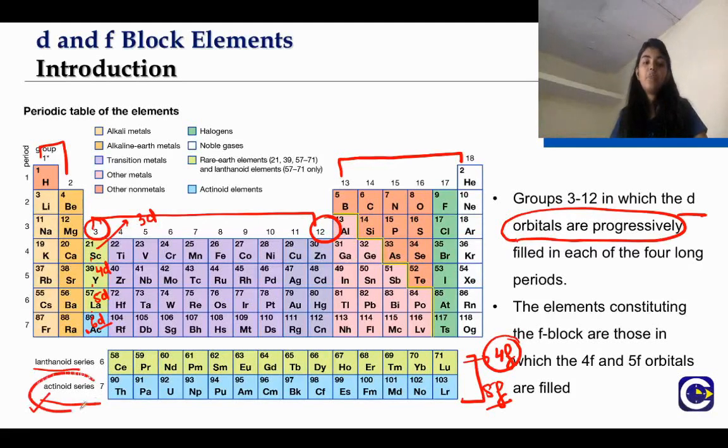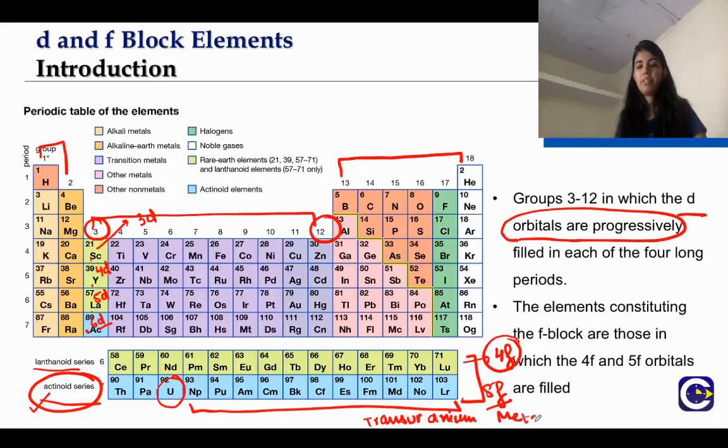So all the elements of the actinides particularly, you will see that they are radioactive elements, and after uranium all the elements are known as transuranium elements or metals. Okay, so this was all about the position of the F block and the D block elements.